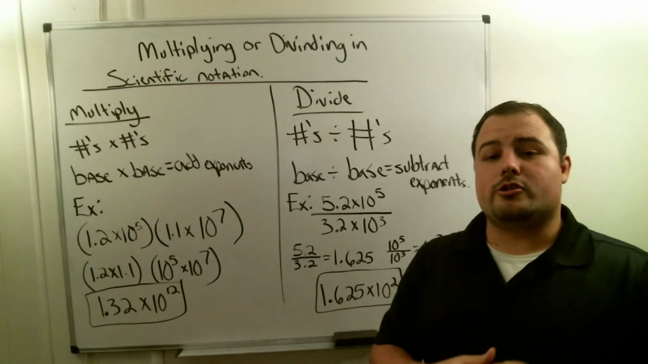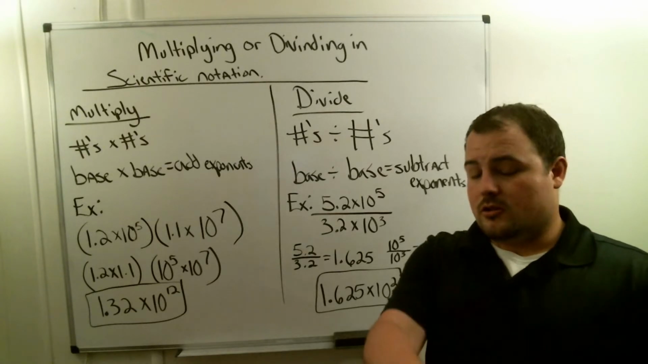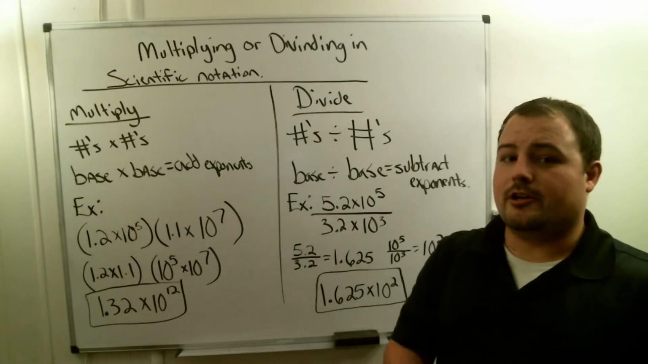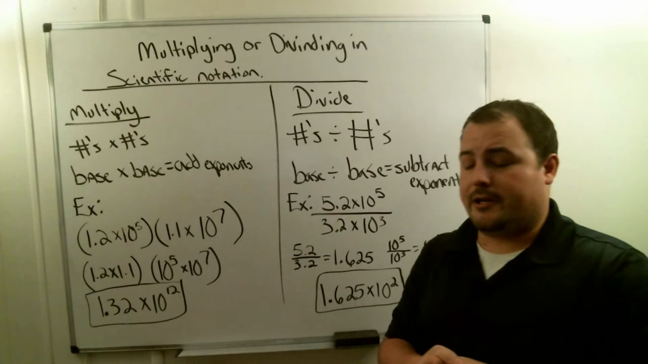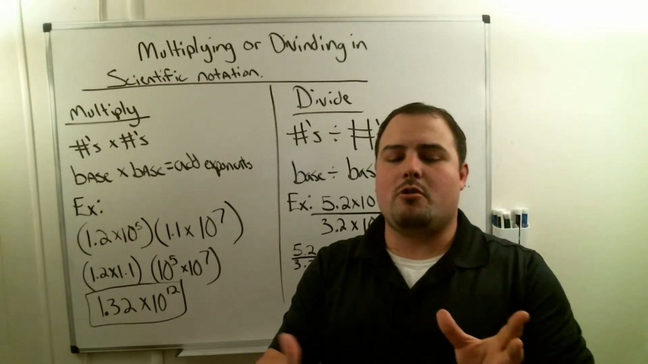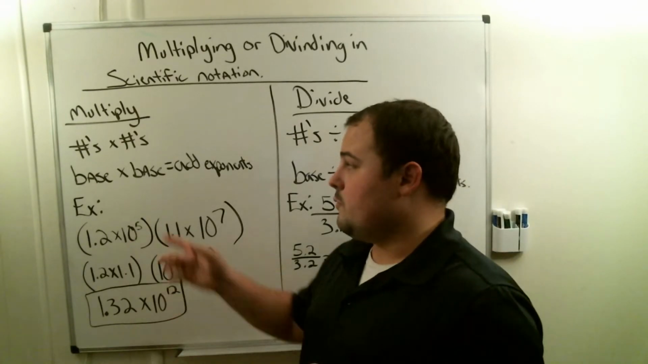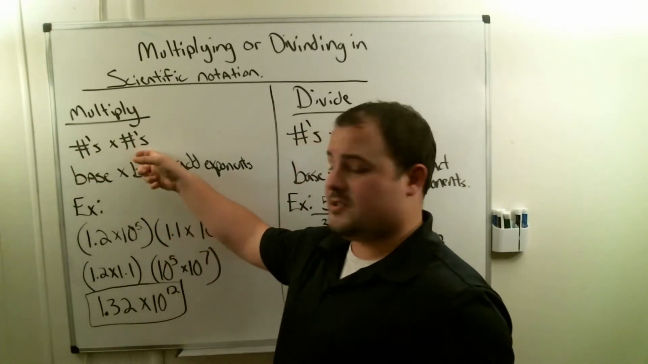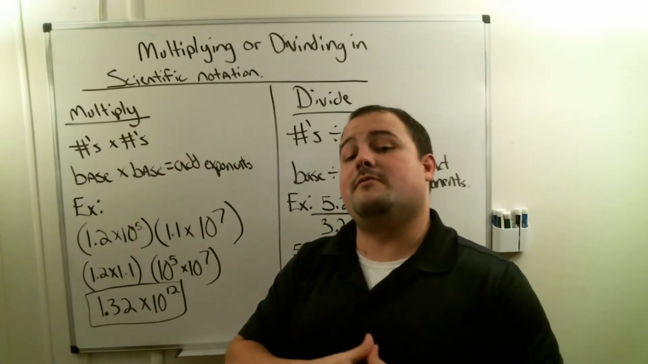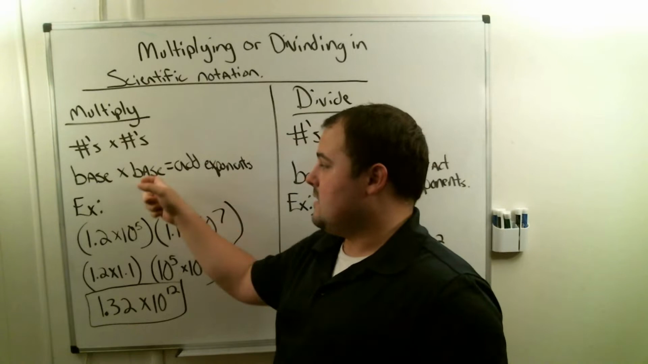One of the first things we're going to talk about in our video is how to multiply or divide in scientific notation. Then we'll talk about adding and subtracting later. So let's start with multiplying and dividing. When multiplying, we're going to do something similar to what we've done before. As long as both numbers are written in scientific notation, we take numbers times numbers. Again, both numbers have to be written in scientific notation. Numbers times numbers. Base times base.